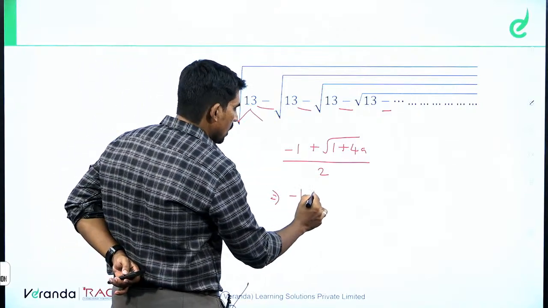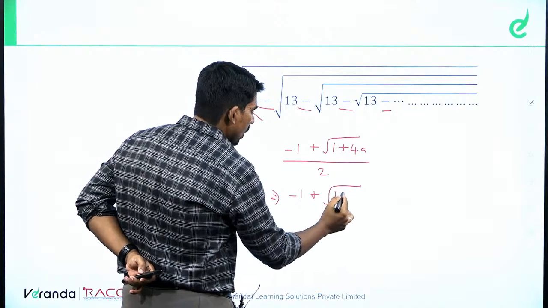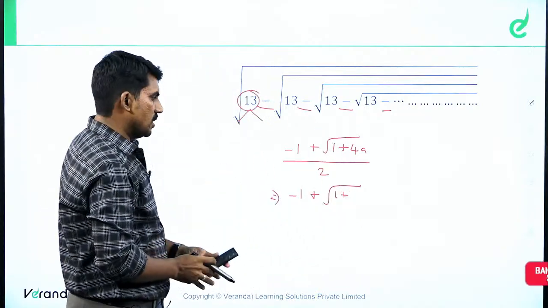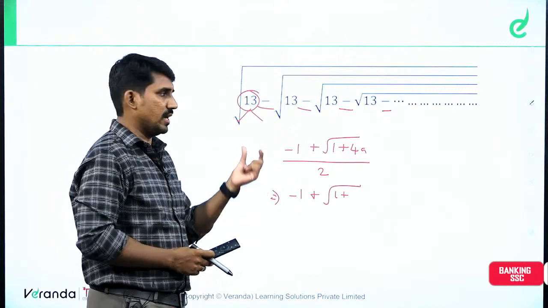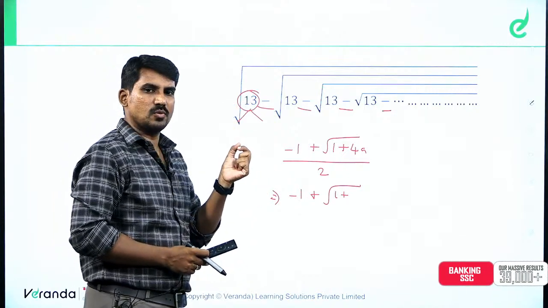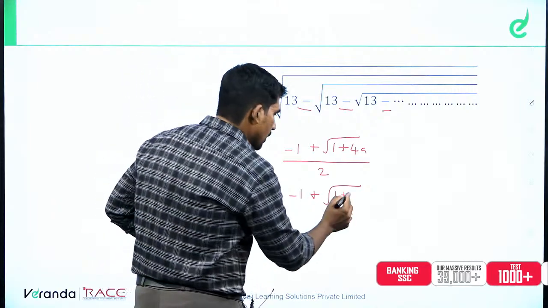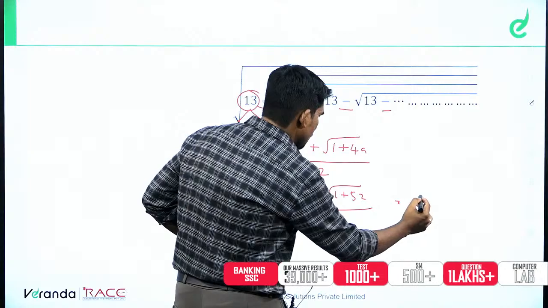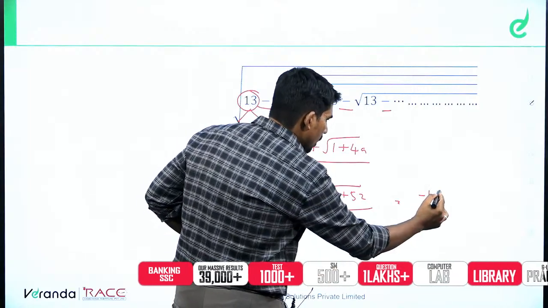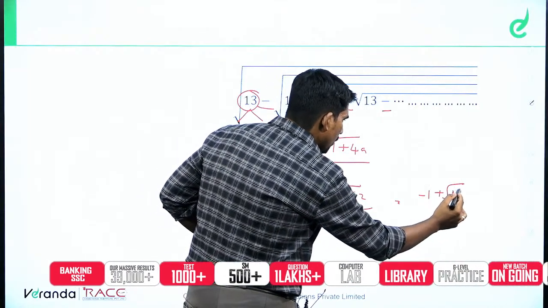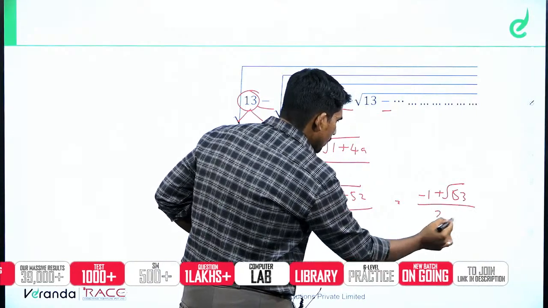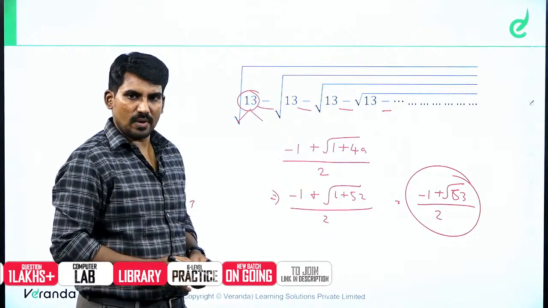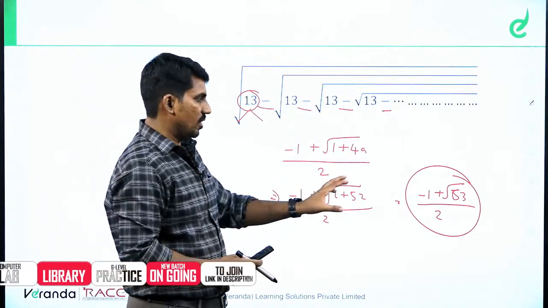Therefore, minus 1 plus root of 1 plus 4a, where a is 13. Now you know the method, so we can do it fast. 4 into 13 is 52. 1 plus 52 is 53. Therefore, the result is (minus 1 plus root of 53) divided by 2.